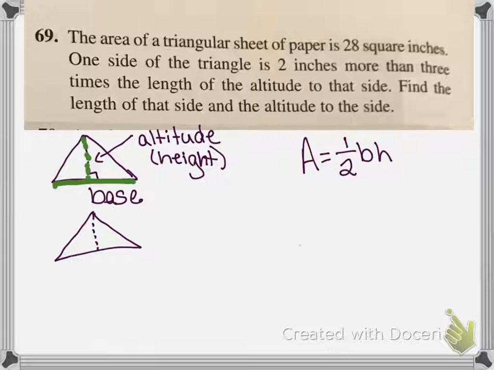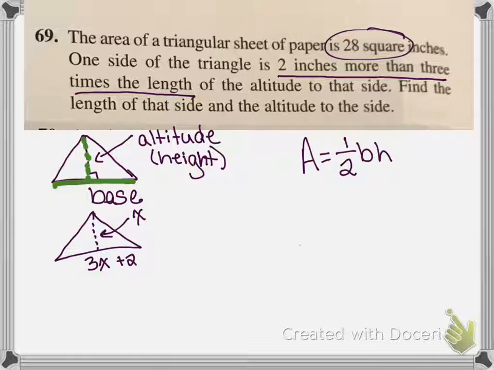One side of the triangle is 2 inches more than 3 times the length. If I'm going to make this right here x, how do I write 3 times the length? 3x. Then how do I write 2 inches more? Plus 2. Now I have information that I can plug into my formula.